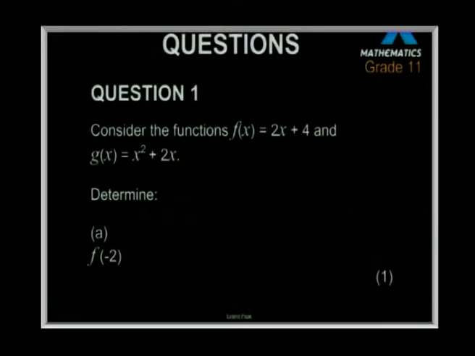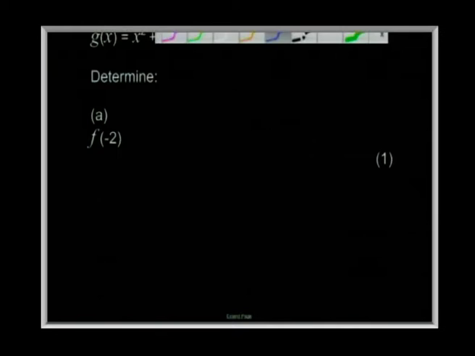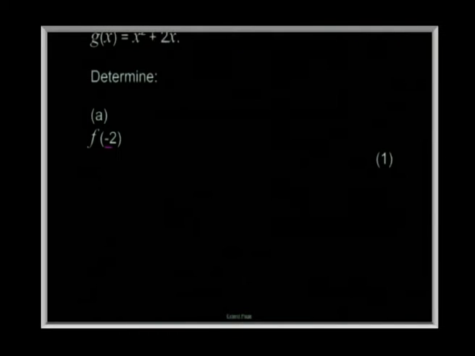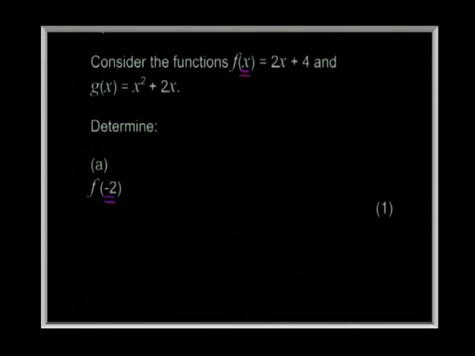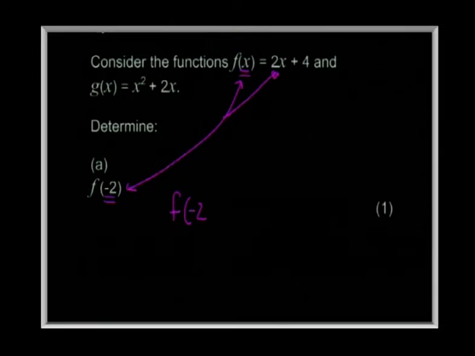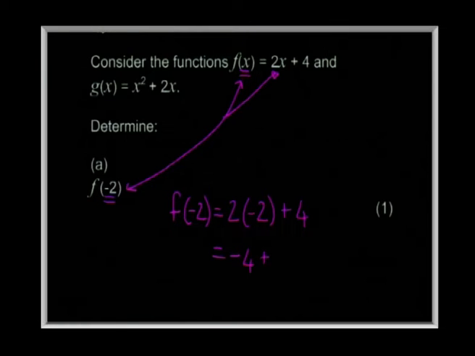It says determine f of negative 2. And this is what's wonderful about functional notation, it tells you in the question what it wants you to do. The negative 2 has replaced the x, which means that for every x, we're going to replace it with a negative 2. So in our calculations, we write f of negative 2 is equal to 2(negative 2) plus 4. 2 times negative 2 is negative 4, plus 4 is equal to 0.